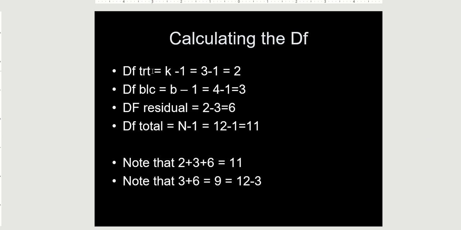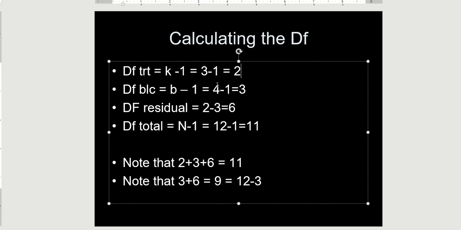Degrees of freedom for treatment. How many groups did I have in this example? Well, it's 3 exercises minus 1, so it's 2. How many blocks? I had 4 volunteers, minus 1 is 3. For the residual, it's 2 times 3, which is 6. And notice that 2 plus 3 plus 6 gets you 11, which is the total degrees of freedom.